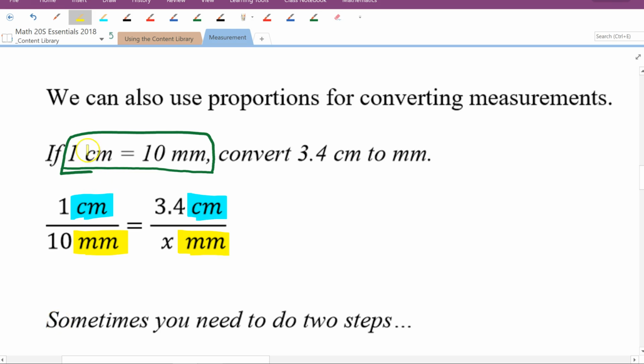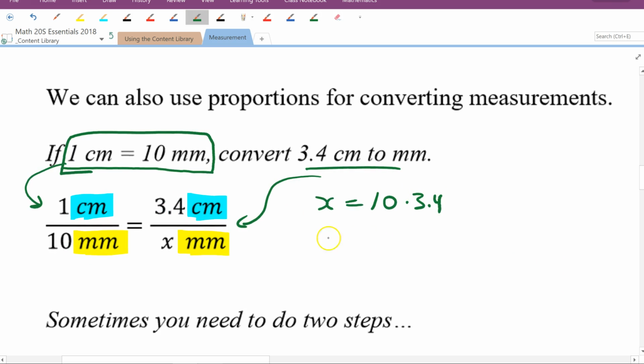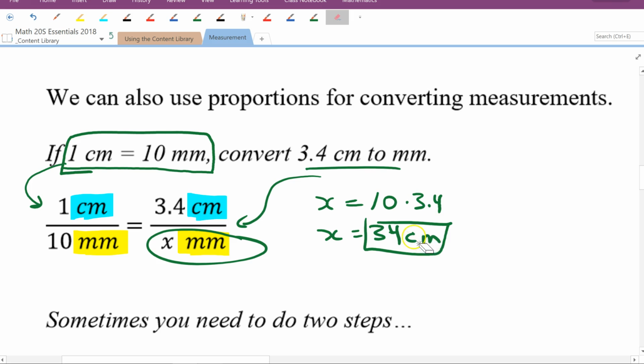So now we can see where this information got set up over here, and this information got set up over here. So now we're ready to do our cross multiplying. Well, 1 times x is just x, and 10 times 3.4 is equal to 34. Last, let's go check out the units. It's 34 what? It's 34 centimeters. How do I know it's centimeters? Oh, wait, no, I'm completely wrong. It's down here. There's my x. It's 34 millimeters. Okay, let's change that. 34 millimeters. And there's my answer. Okay, so it's very similar to what we've done before.